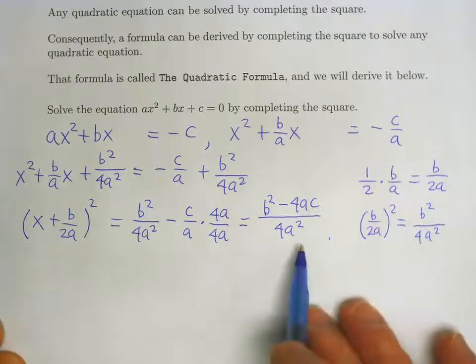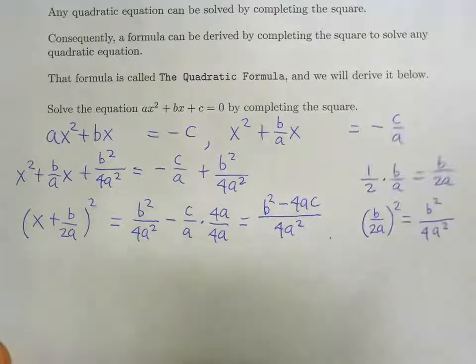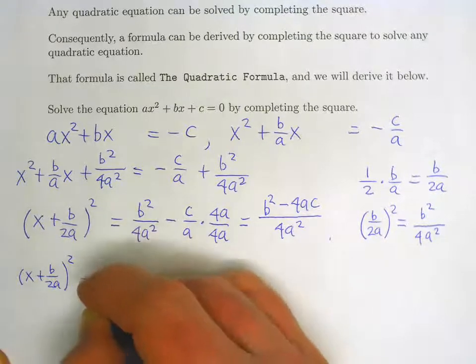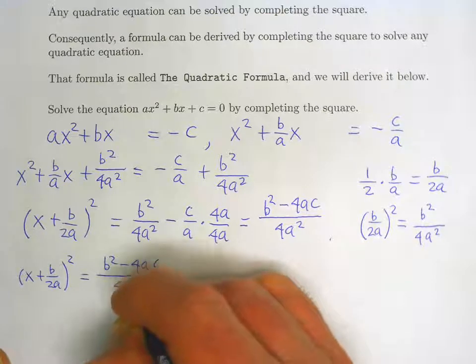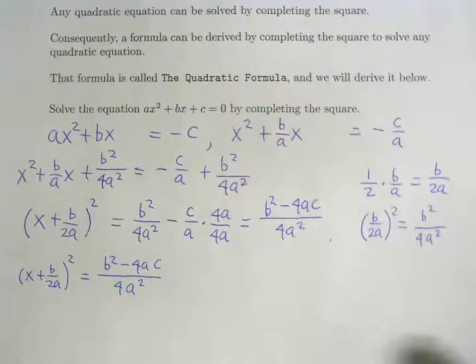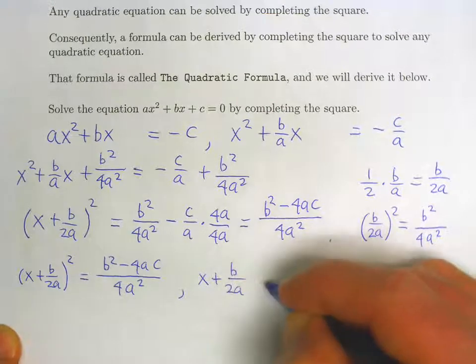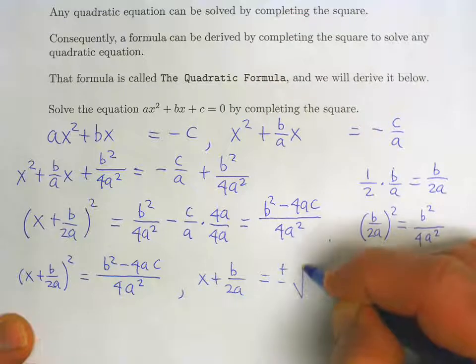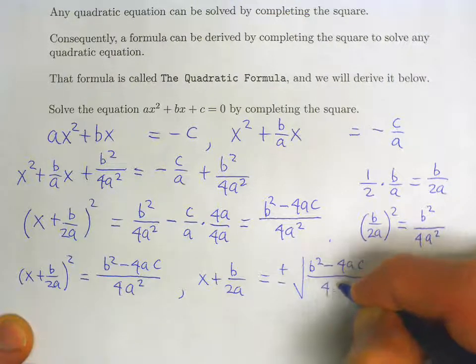Okay, just to make it look a little more compact, I'll write this left-hand side, x plus b over 2a squared, and then the right-hand side, b squared minus 4ac over 4a to the second. Okay, we're now ready to apply the square root property. So when we apply the square root property, the left-hand side becomes x plus b over 2a, and the right-hand side becomes positive and negative square root of the right-hand side, square root of b squared minus 4ac in the numerator and 4a to the second in the denominator.